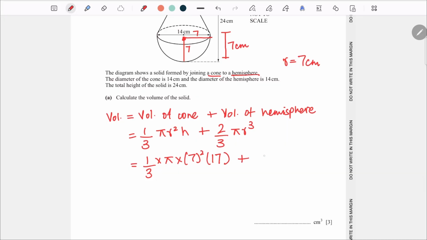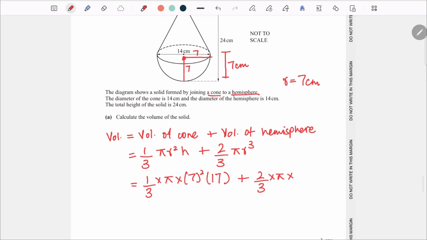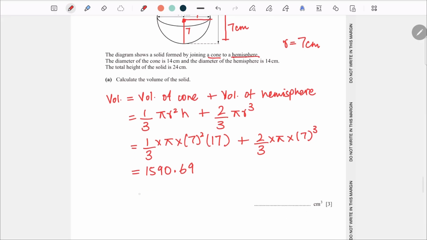Then we add this with 2 over 3 multiplied by pi multiplied by r cube. The radius of the hemisphere is also 7, so 7 cubed. When we put this all in the calculator, we'll be getting 1590.69. So our final answer will be 1591.